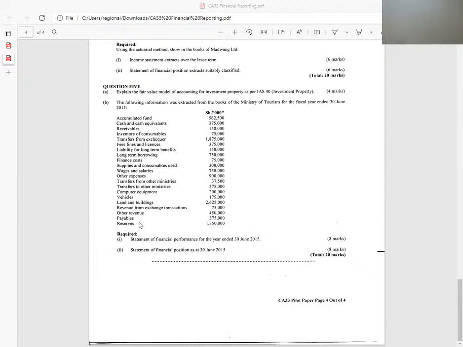These two, payables and reserves, where do we take them? Position, thank you very much.